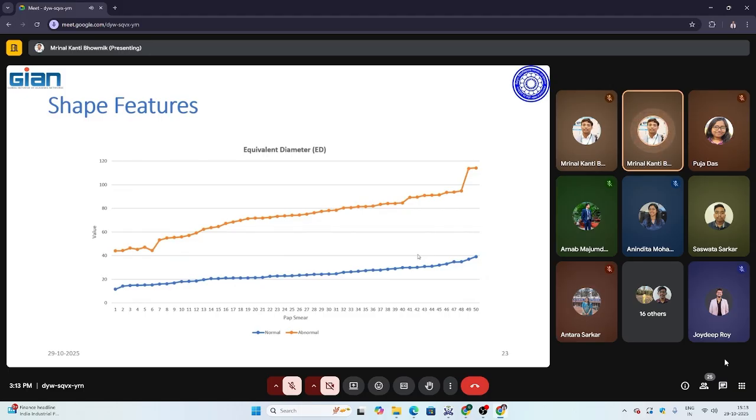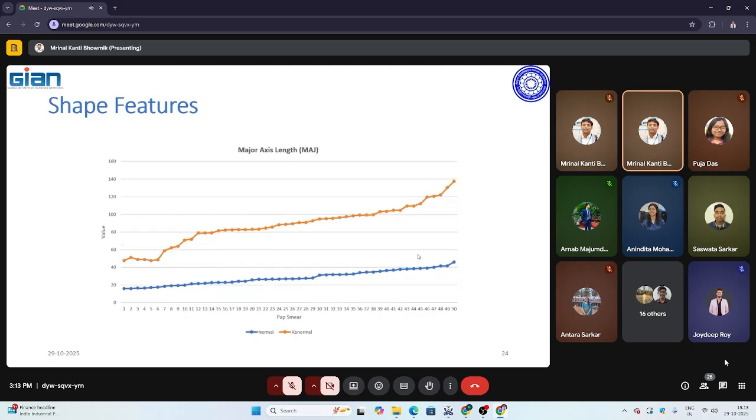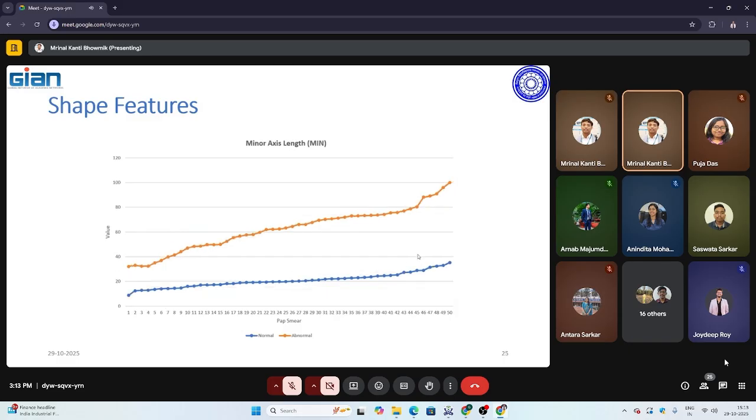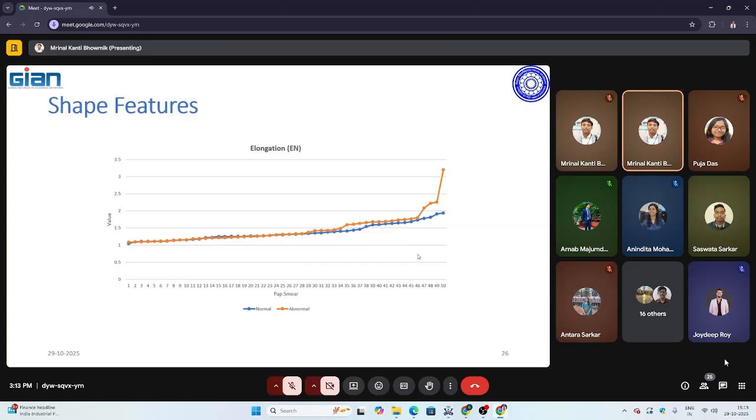Equivalent diameter is also showing a discriminative feature. Major axis length also shows some discriminative features. Here, minor axis length we can also use as a discriminative feature for classification. But in elongation, some of the values are overlapping. Some of the dataset images are overlapping for this feature.